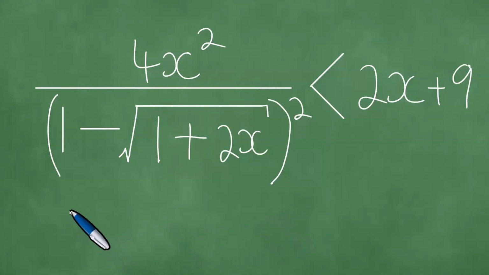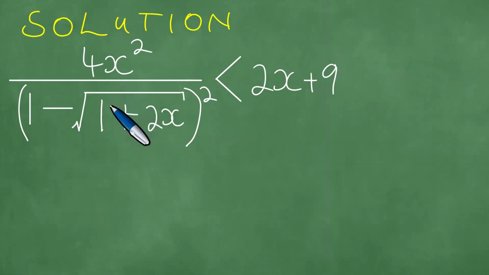Okay, we have this particular inequality in front of us. We have been given 4x squared divided by open bracket 1 minus the square root of 1 plus 2x close bracket squared, where we are squaring the denominator, and this is less than 2x plus 9. We present a solution to this inequality in a step-by-step fashion, solving for x in the next couple of steps as follows.